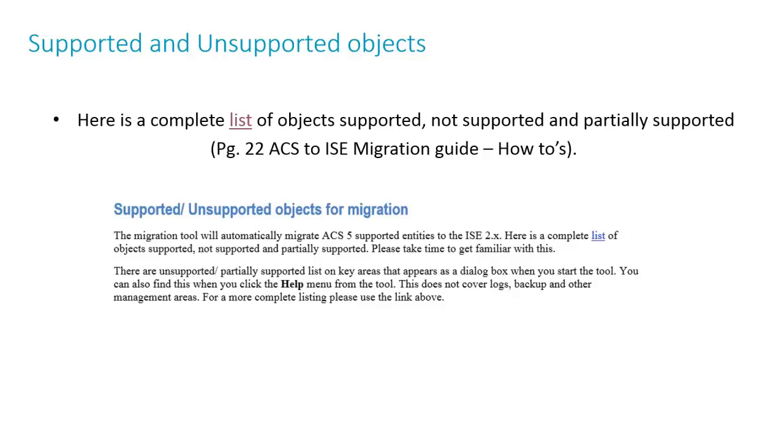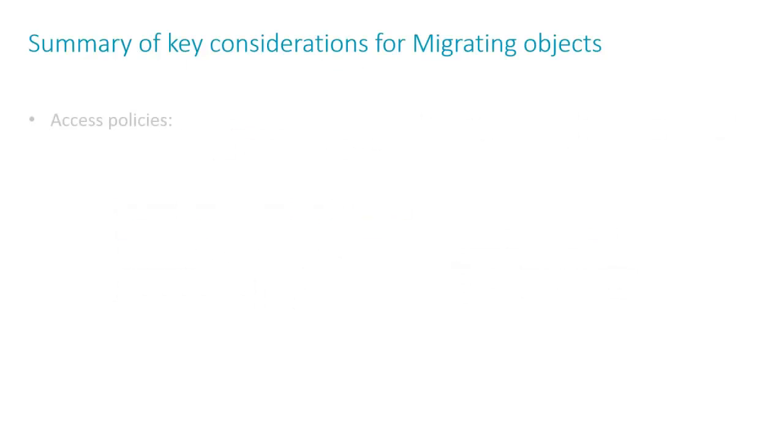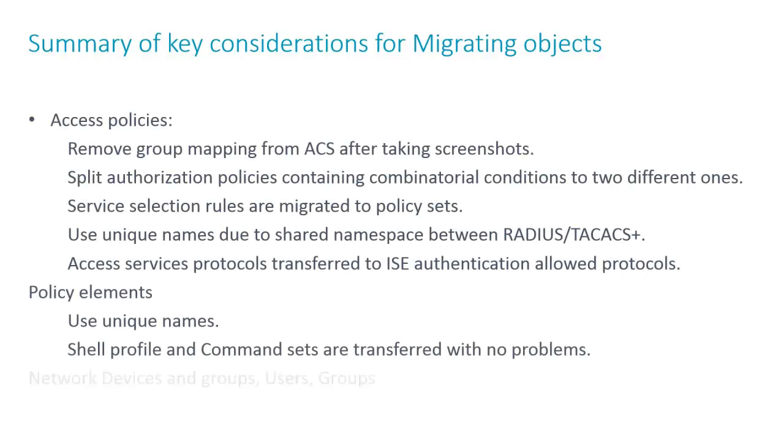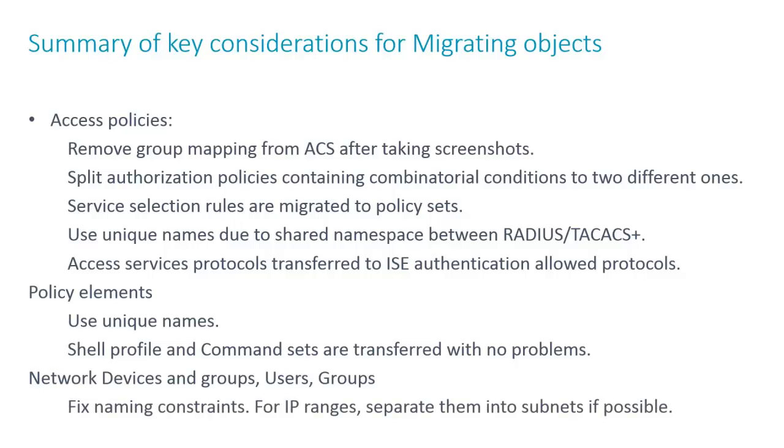So in summary, for access policy, please remove your group mapping. This group mapping feature was carried over from ACS 4.2. Split the authorization policies if you're using combinatorial conditions using AND or OR. Service selection rules will be migrated to policy sets. Service selection policy defaults will be defaults for the authorization policies as well in these policy sets.